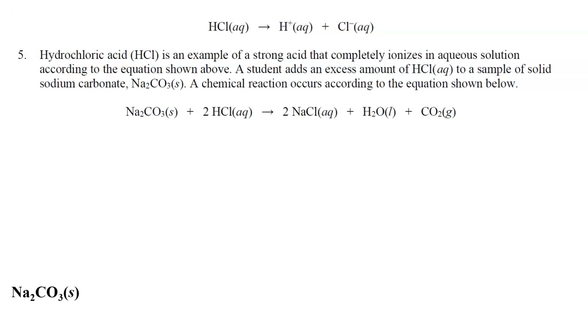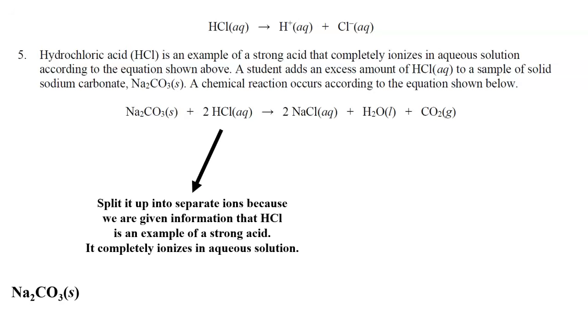The next chemical is the hydrochloric acid, which we were told is an example of a strong acid that completely ionizes in aqueous solution. So for the hydrochloric acid, we are going to split it up into separate ions. And there is a 2 in front of the formula HCl. So when we split up the hydrochloric acid, it'll be split up into 2 aqueous H plus ions and 2 aqueous Cl minus ions. Now let's take a look at the chemicals on the right side of the equation.